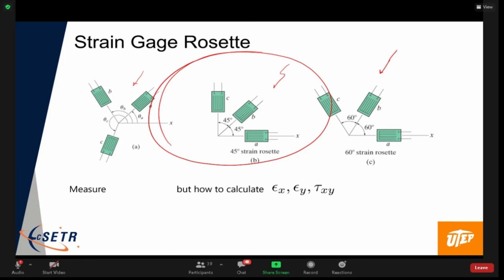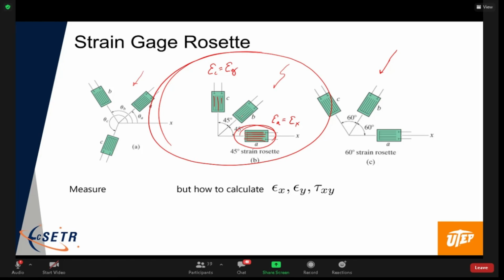So this strain gauge here on A, that strain gauge reading is going to equal the normal strain in the x direction. That makes sense, right? Because its strain etchings are lined up with the x-axis. Likewise, this one at C, that would give us the normal strain in the y direction, right? And then we have this third one here at B.